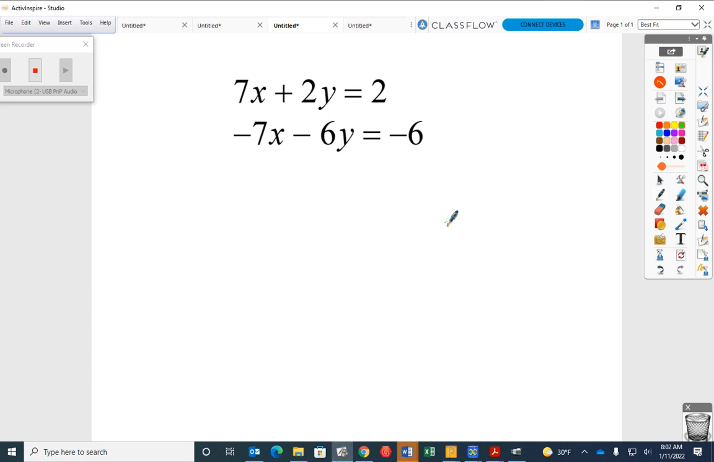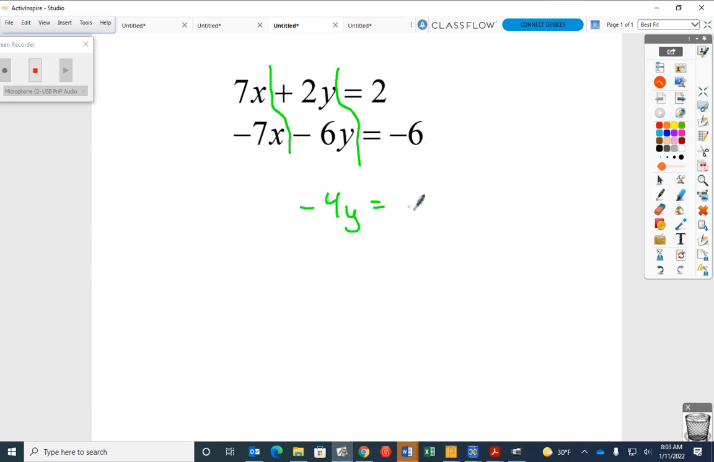I can draw my separations if I want to. You don't really have to, but what happens on this one? Instead of finding the x first, what is eliminated here? X. Is our x column eliminated? Yeah, I have negative 7 and a positive 7. Those basically cancel each other out. If we combine a 2 and a negative 6, what do we have? Negative 4. We have negative 4y.